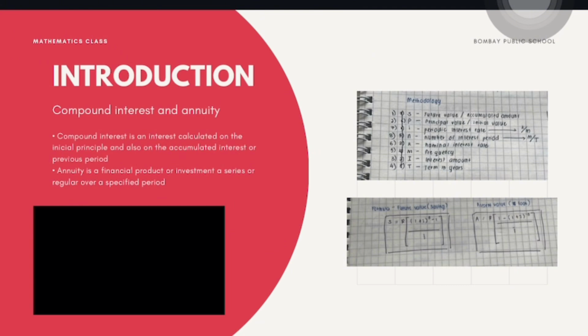So let's jump to the part of methodology. S is maturity value or future value, A is present value or initial value, R is the periodic payment, T is the term in years, I is interest charge, m is frequency, i is the periodic interest rate, which is k per m, n is the term of the loan or investment, which is m times t, and k is the nominal interest rate.